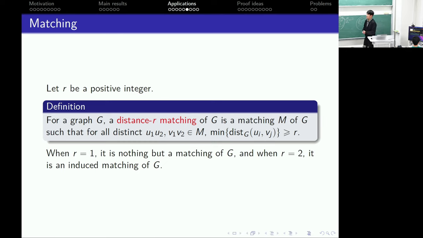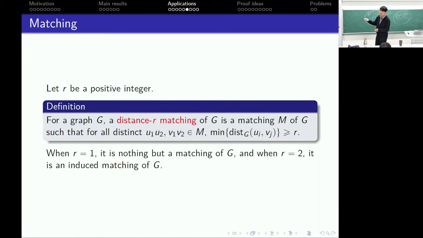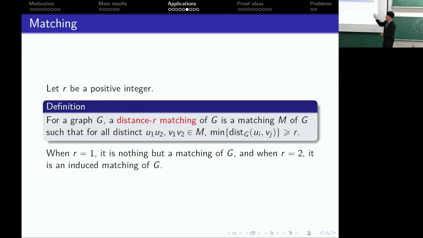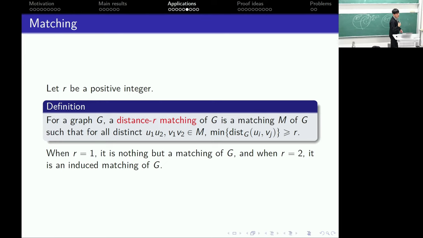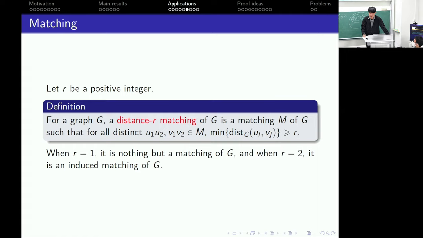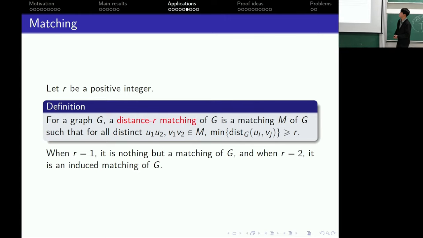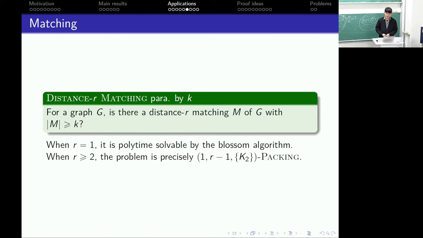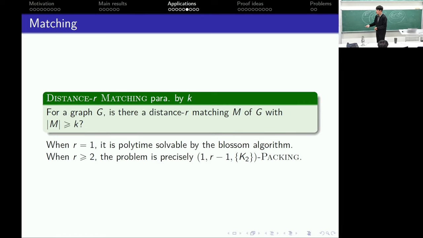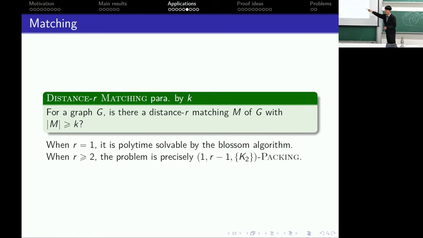Now let's move on to the packing problem. The packing problem has some application in matching. Distance R matching is a matching where the distance between any two edges is at least R. When R is 1, this is nothing but just a matching. And when R is 2, then it is an induced matching of G. The distance R matching problem asks whether there is a distance R matching of size at least k. When R equals 1, we can solve it by the well-known blossom algorithm. And if R is at least 2, then we can write this problem as (1, R minus 1, K2) packing.